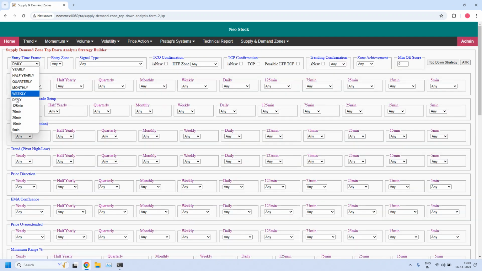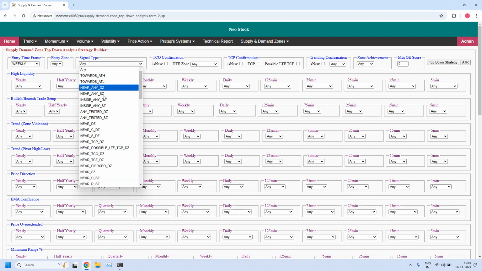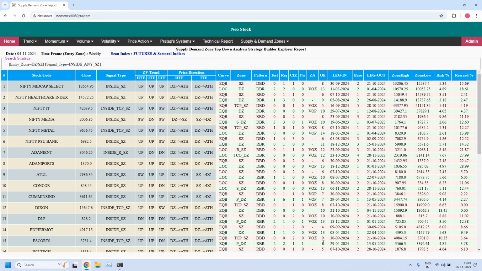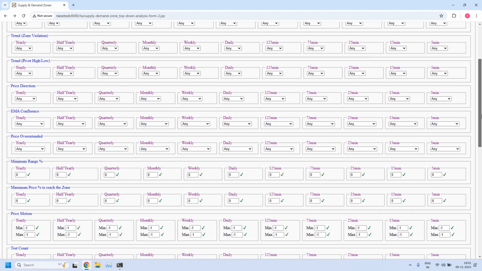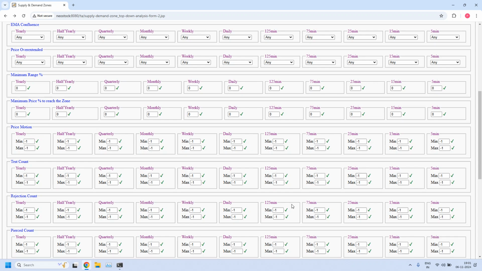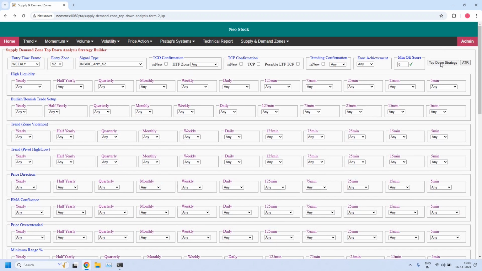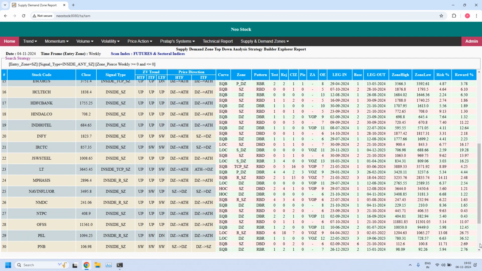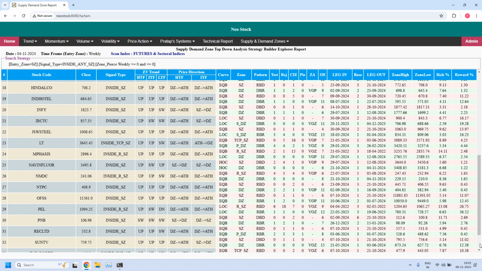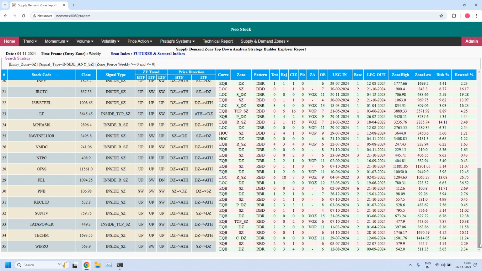Okay, next, weekly time frame, let's find the stocks where price closed inside weekly supply zone. But these supply zones should not be pierced. So pierced count at weekly time frame, minimum value I am setting 0, maximum value 0. With these filters, all these are stocks where price closed inside weekly supply zone. I am scrolling the list down. So total 35 weekly supply zones are filtered where price closed inside the supply zone.